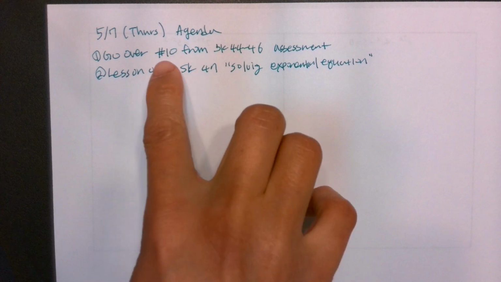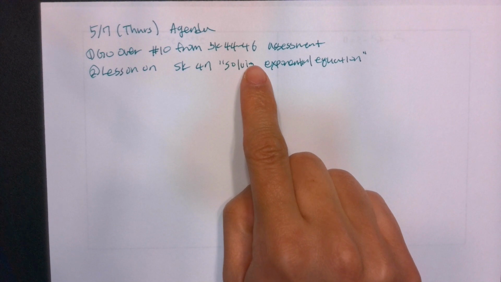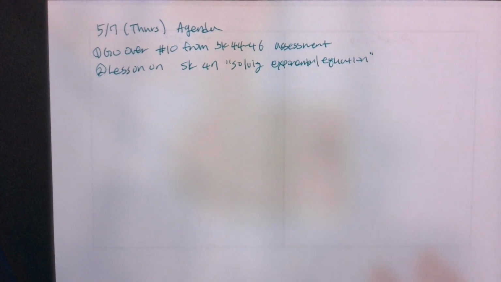Today I would like to go over the last question from the assessment that you took. There were just a lot of you who didn't get it 100%. Most of you got all of it except the last part. So that's why I want to go over it, and then we're going to do the skill 47 lesson. Okay? All right, so let's look at that last question on your assessment.